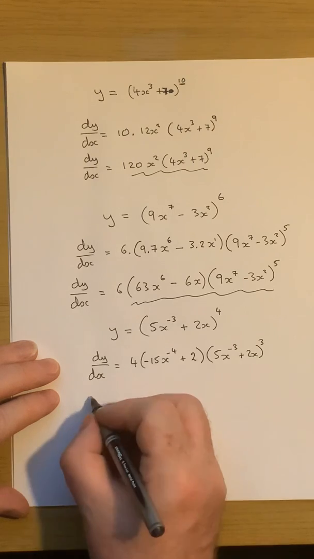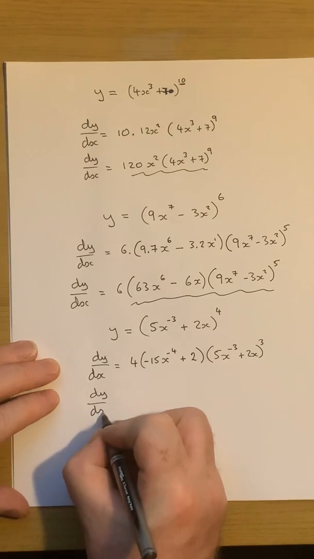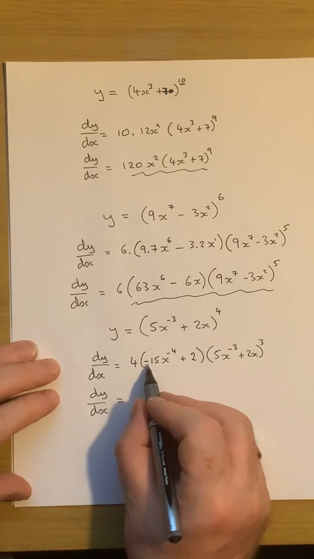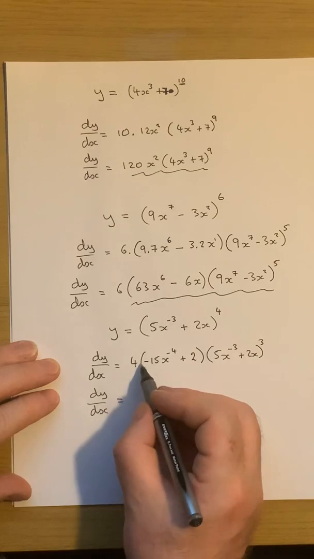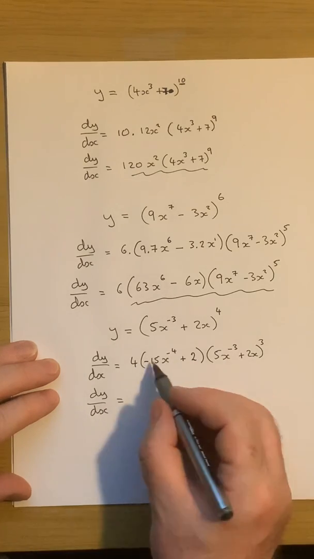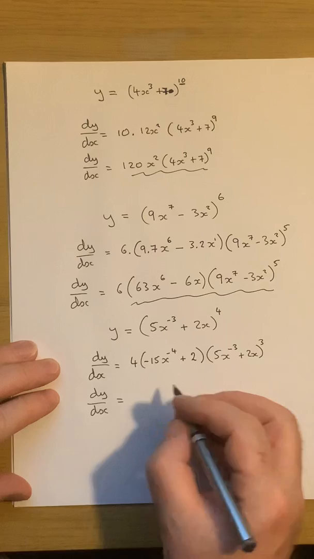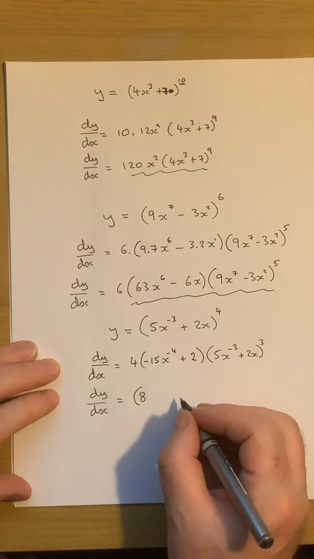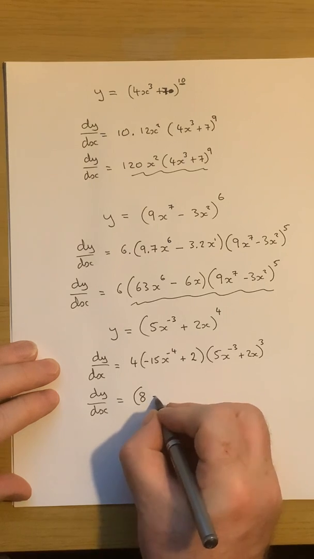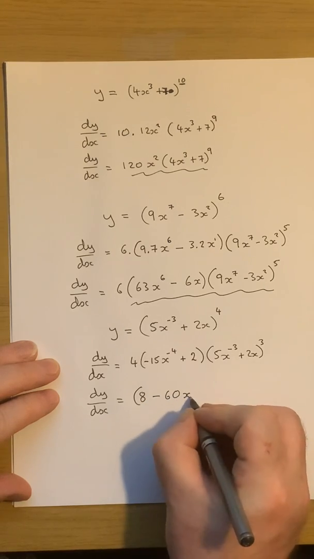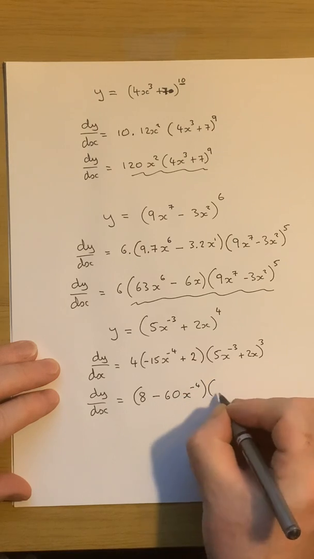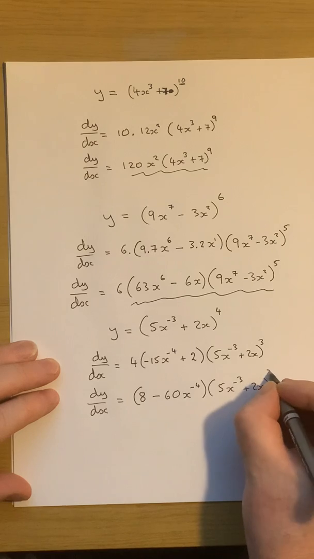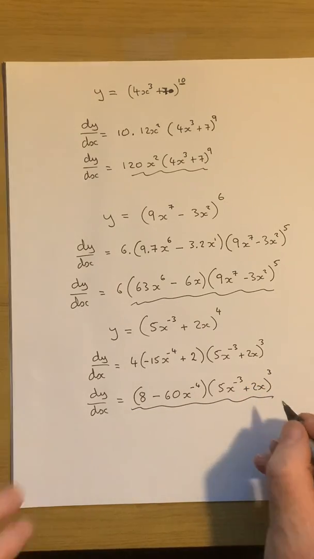Can I tidy that? Oh yeah, I suppose I could. dy by dx equals, see that 2 minus 15, I'm just going to swap the 2 over and the minus 15 just to make it easier to read. 4 times 2 is 8, it's inside a bracket. 4 times 15 is 60, so minus 60x to the minus 4 on (5x to the minus 3 plus 2x) all cubed. So that is the chain rule.